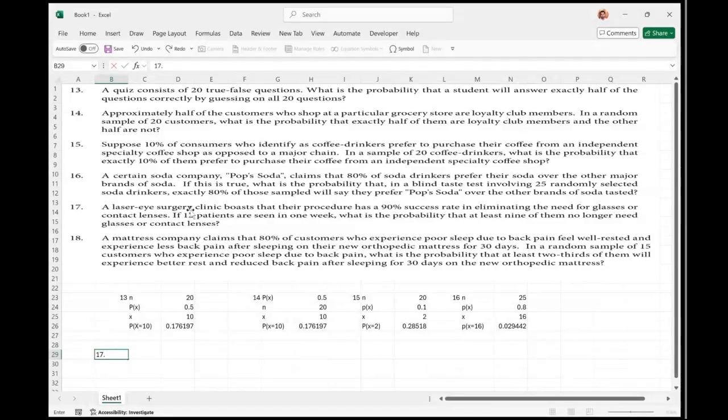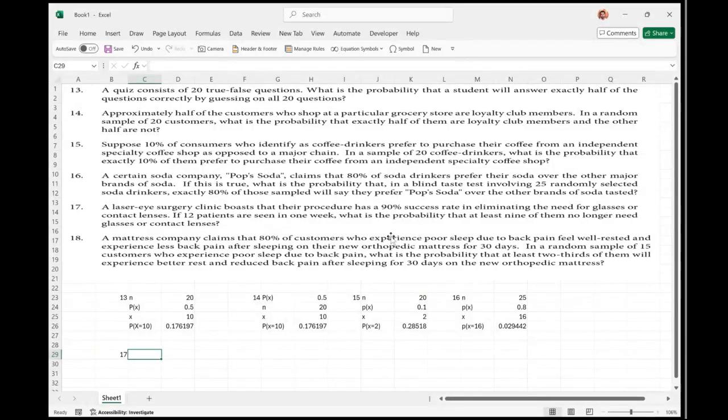A laser eye surgery clinic boasts that their procedure has a 90% success rate in eliminating the need for glasses or contact lenses. If 12 patients are seen in a week, what is the probability that at least 9 of them no longer need glasses or contact lenses?